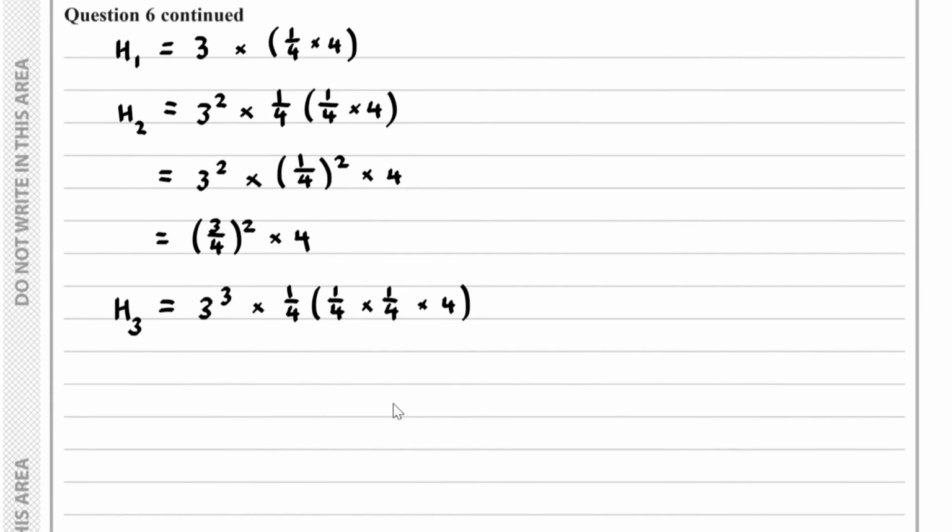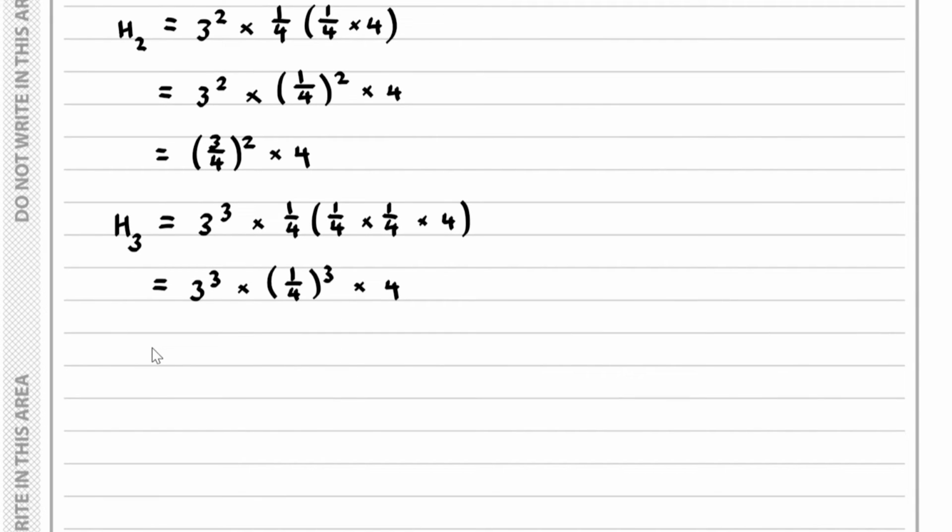So what would we have here then? Well, for h3, we would have 3 cubed times a quarter cubed times 4. And more generally, we would have 3 quarters cubed times 4. So what would you predict we will have for h4? Well, for h4 then, we predict we will have 3 quarters to the 4 times 4.